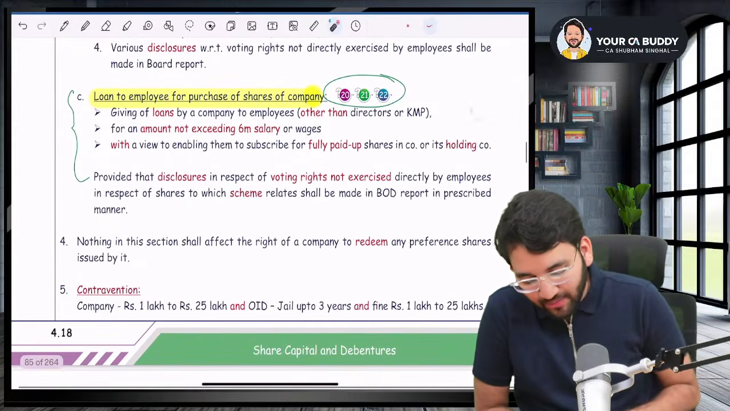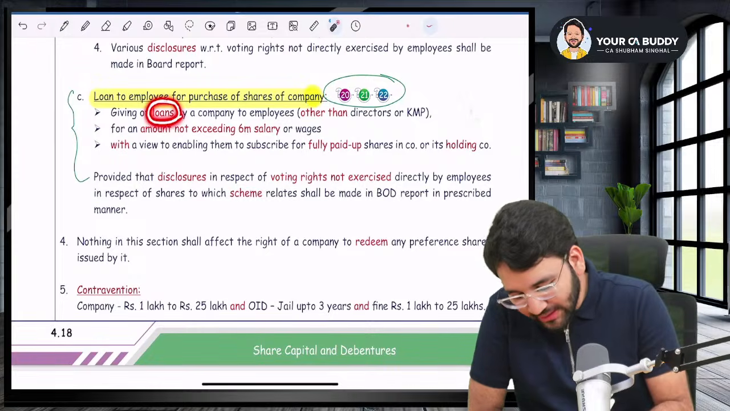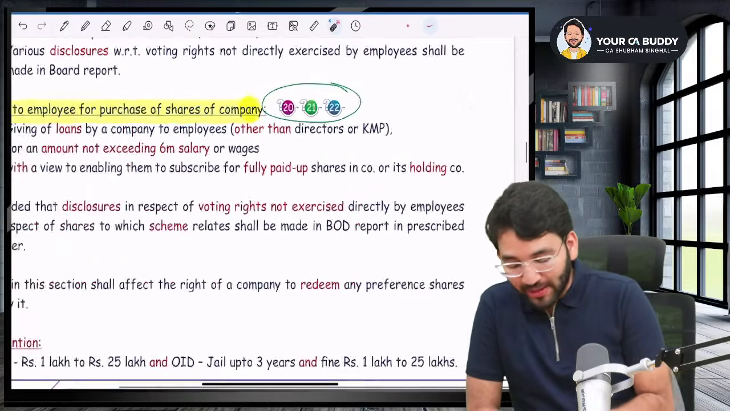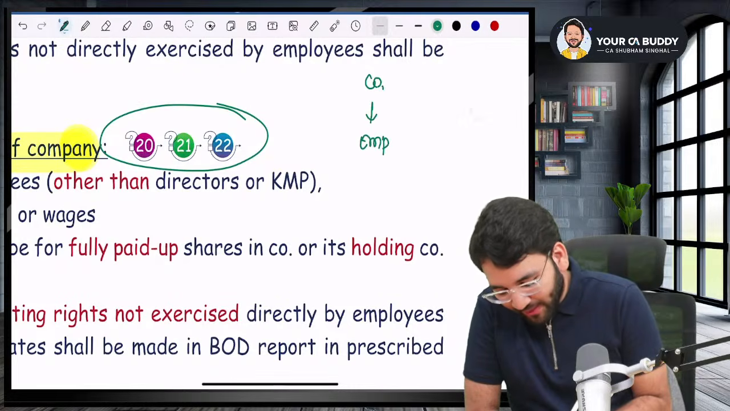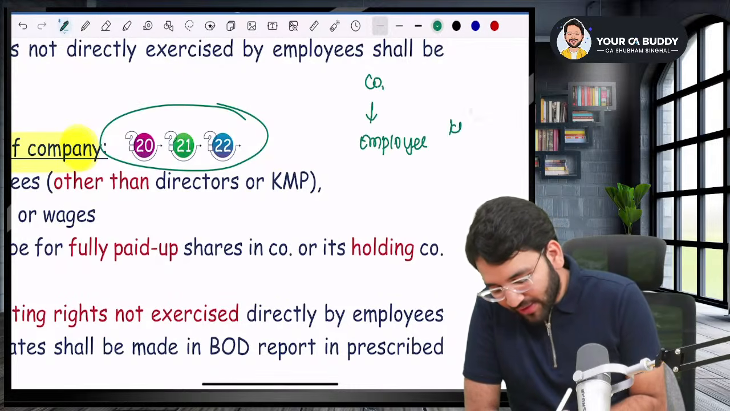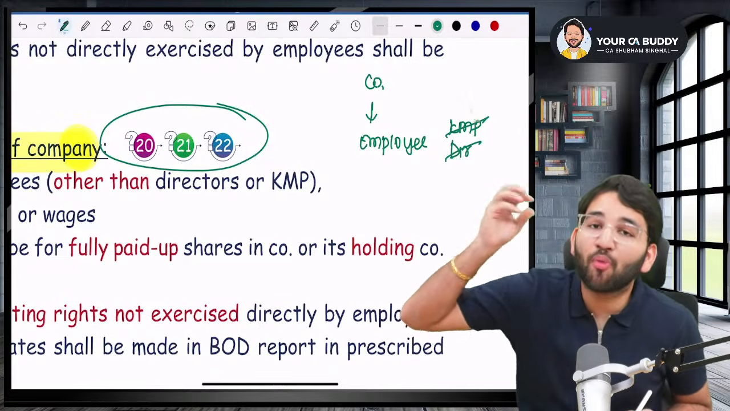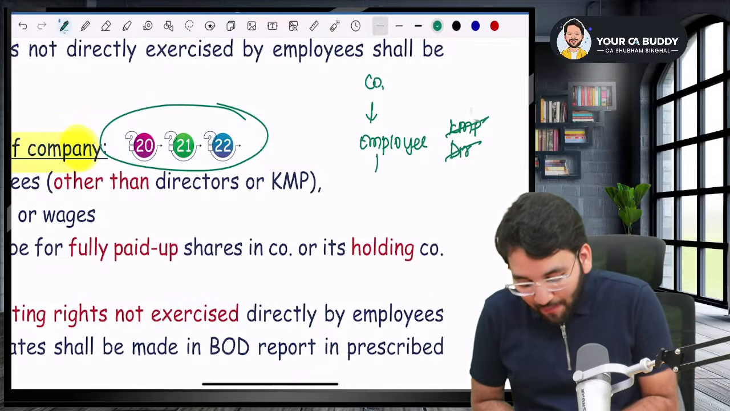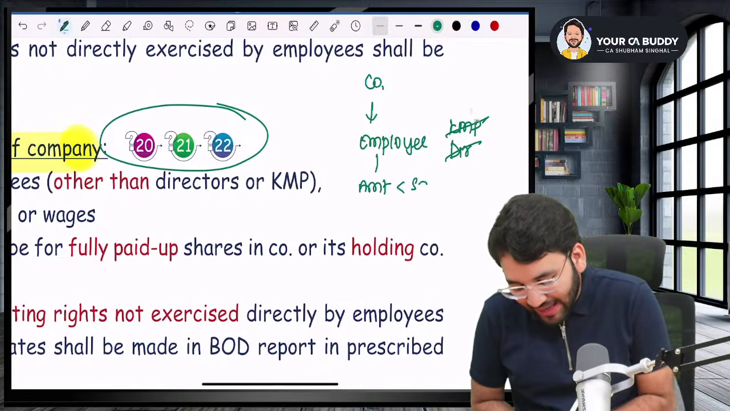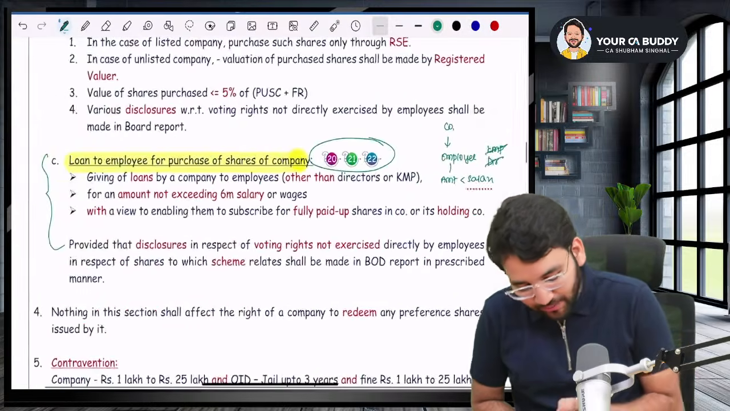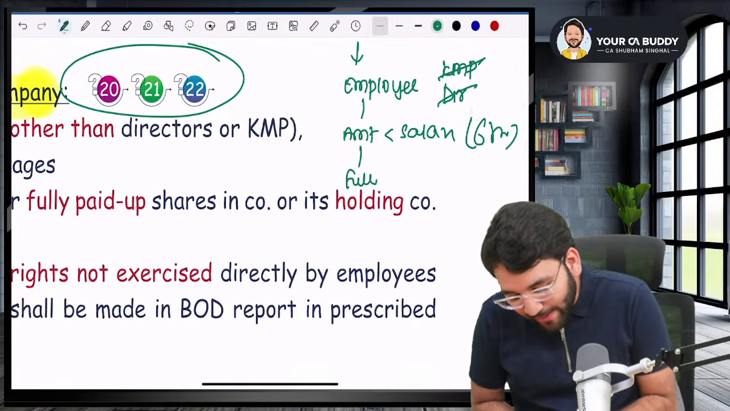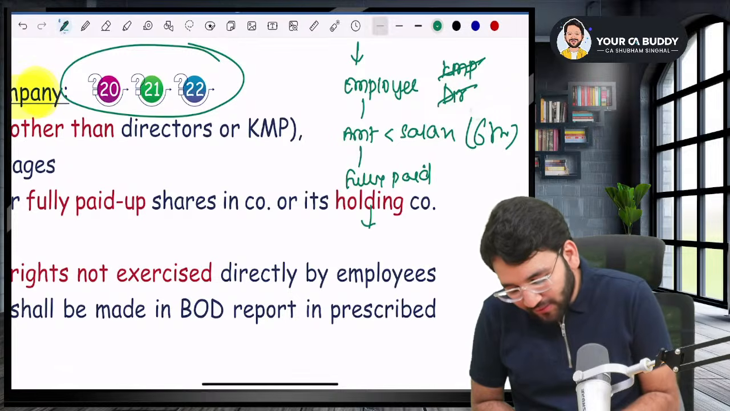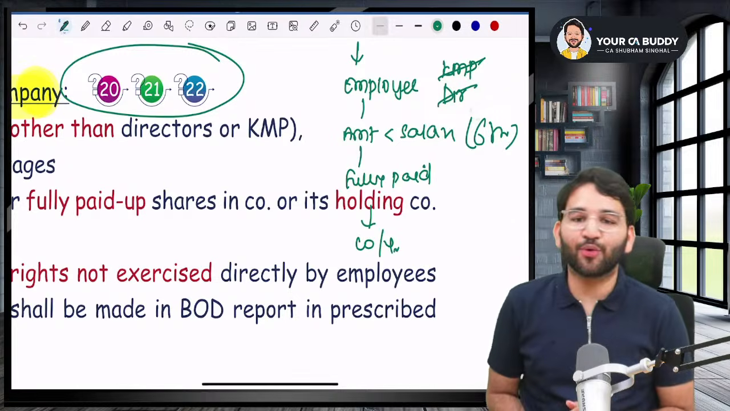Sir, I said that if the loan is given by a company to its employees, what is the exception? A company can give a loan to its employees. When we say employees, we don't count key managerial persons or directors. We are saying small employees. And if the amount is less than their salary of 6 months, and they are going to purchase fully paid up shares of the company or the holding company, then we are okay.